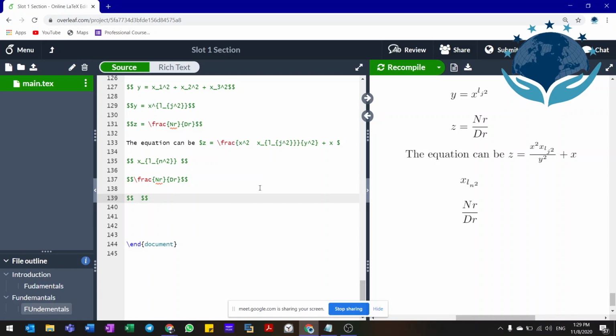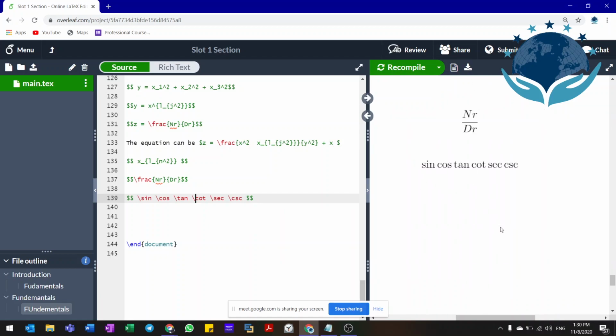For the trigonometric functions, we have nearly 6, which are nothing but sine, cosine, tangent, cotangent, secant and cosecant. For this we have the keywords backslash sin, backslash cos, backslash tan, backslash cot, backslash sec, backslash csc. For the cosecant we have CSC. Okay, not cosec, it is CSC. So you can see that it has been printed here.